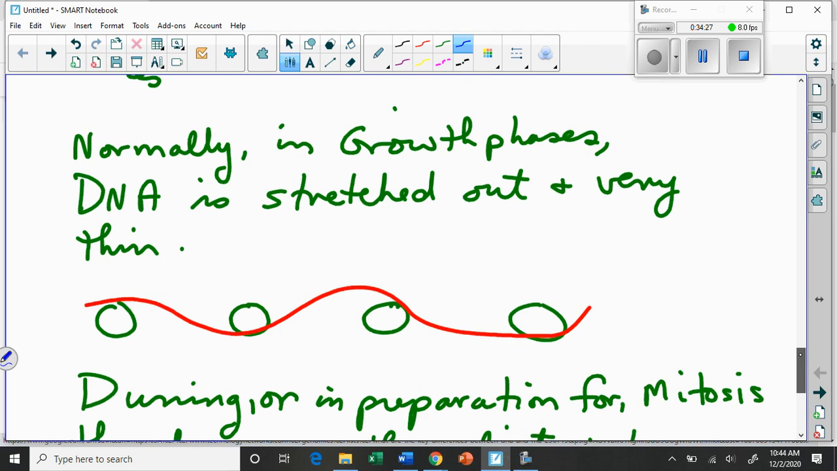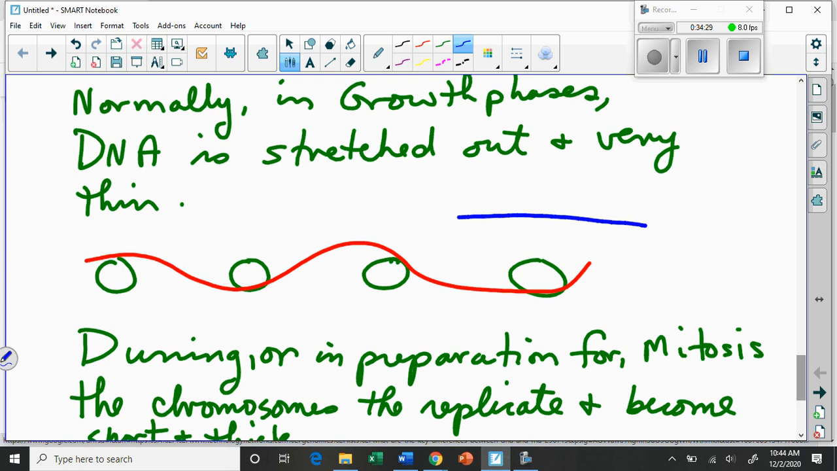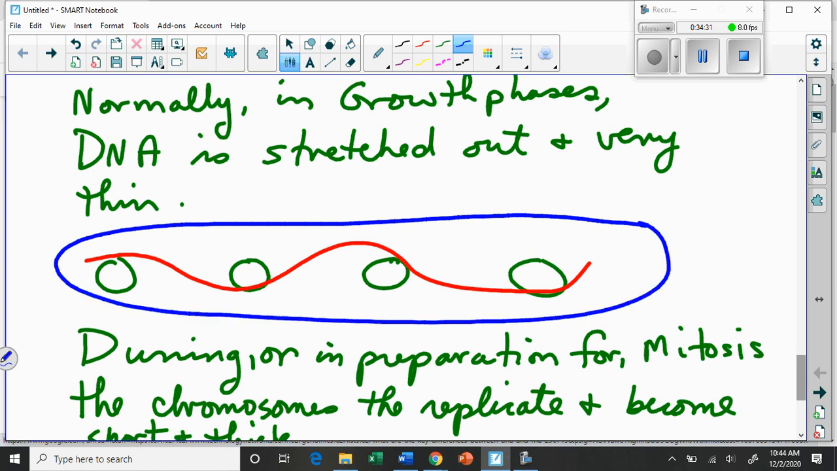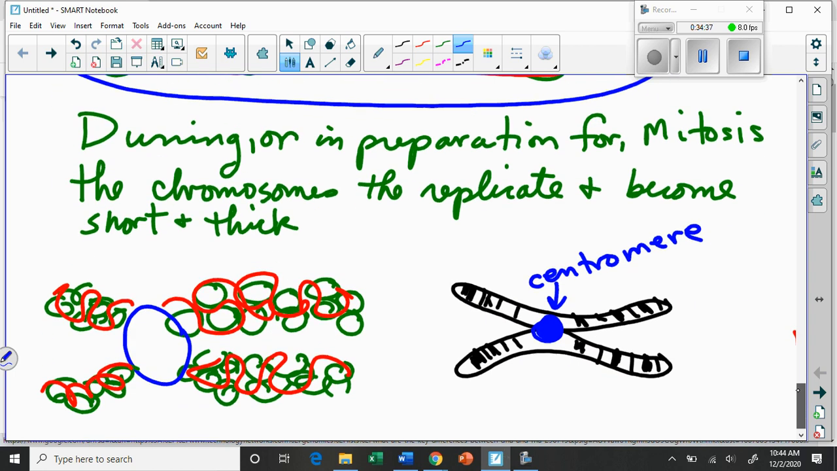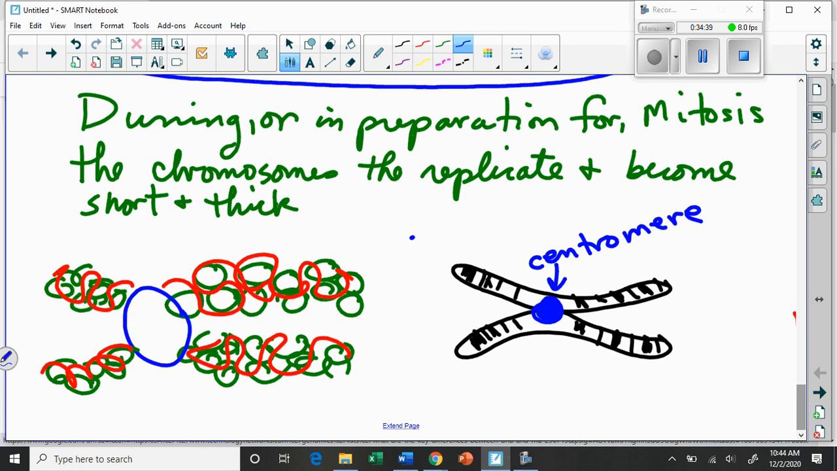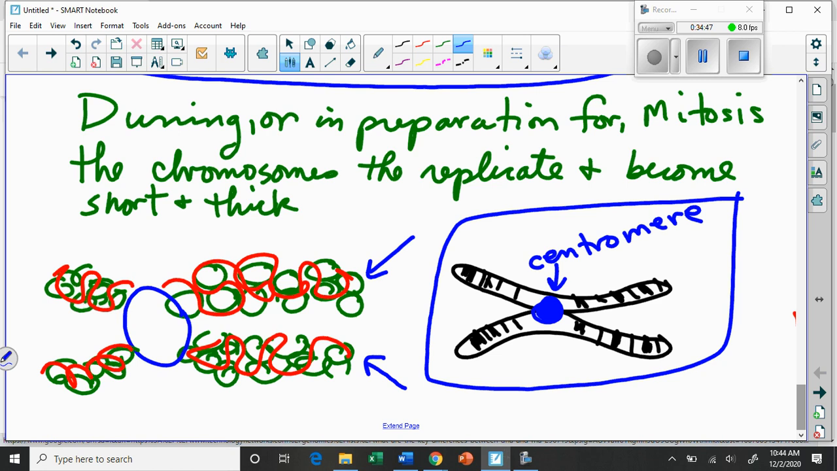So a lot of the times they exist like this, and we don't see them, and they're just doing their thing, and they're replicating or they're making proteins. But when it comes time to divide, they double up and shorten and get thick like this, and they stick together like this. So this is the picture of a doubled chromosome ready to divide. Got it? Good. Now we can talk about mitosis.